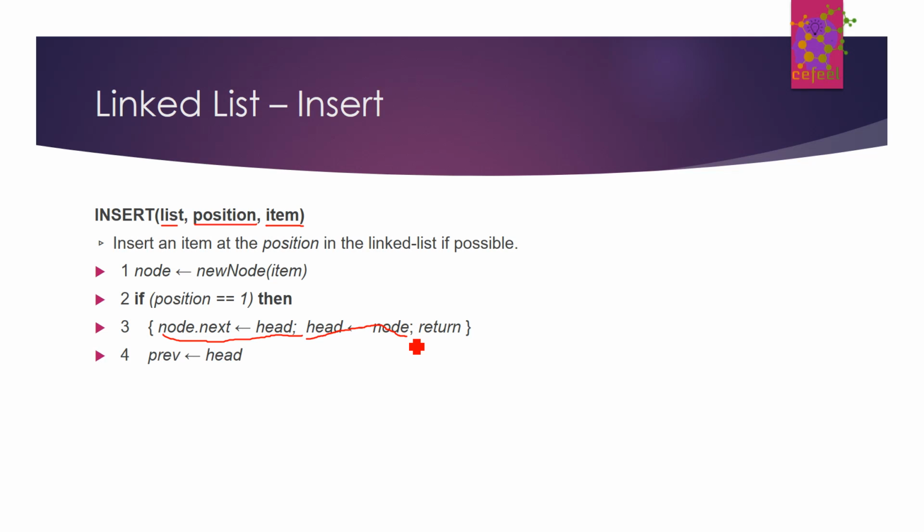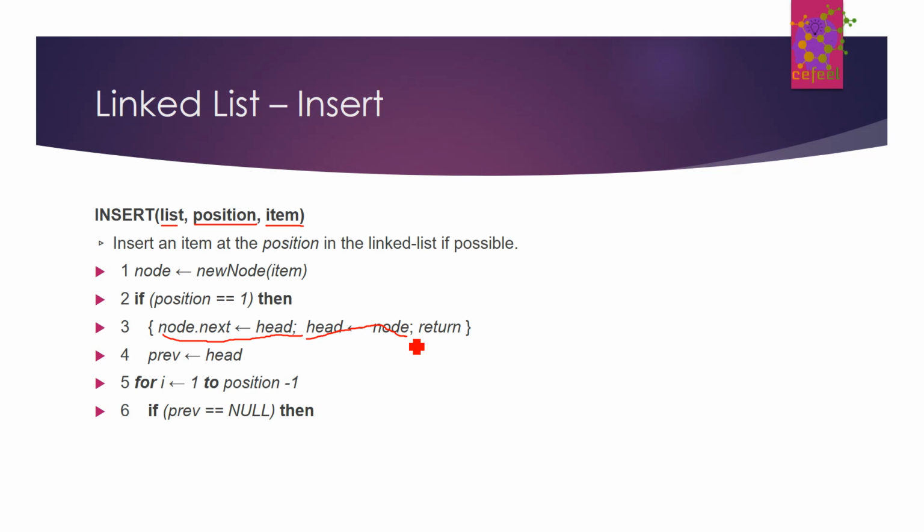But in all other cases, we need to go to the previous node of the position. So that's why we start with the previous pointer that first starts with the head, which means the first node, and then for i equals 1 to position - 1, which means for position - 1 times, we make the previous node move that many times in the linked list.